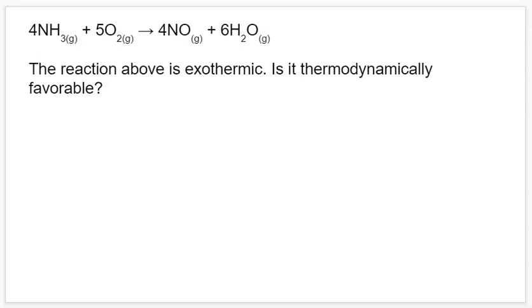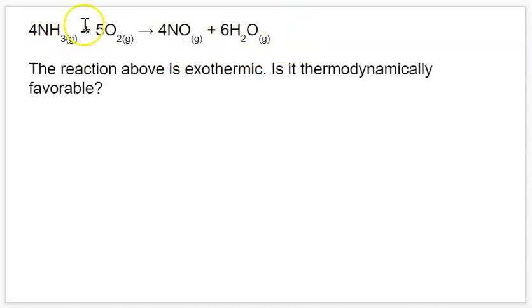All right, now let's try to do the same thing, but with a chemical equation. It says the reaction above is exothermic, and it asks us, is this thermodynamically favorable? Well, exothermic is going to mean negative delta H. So if we can figure out what the sign of delta S is going to be, we can determine what the sign of delta G is going to be based off of the relationship between them.